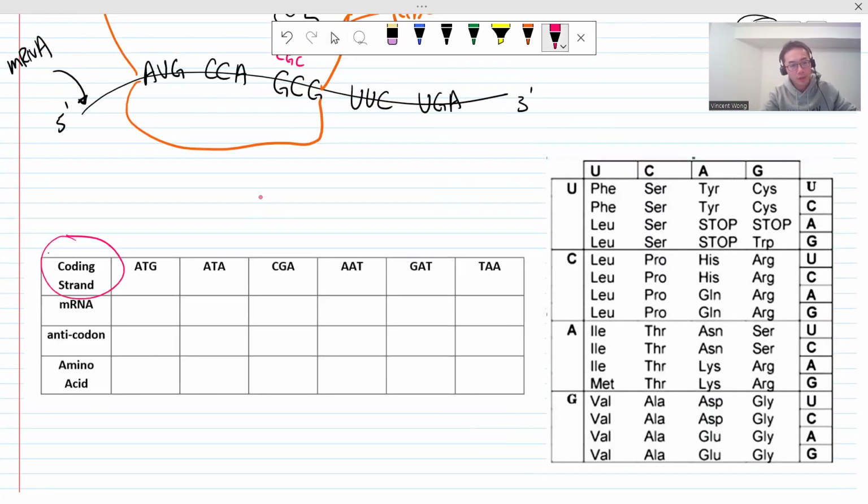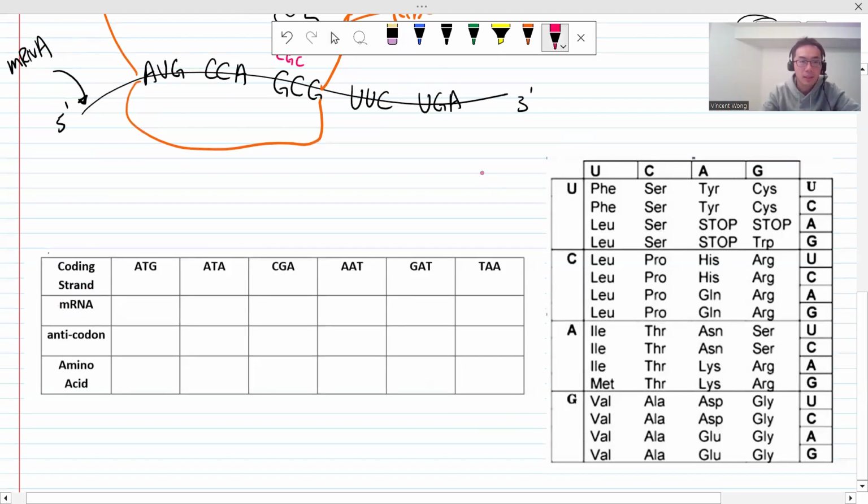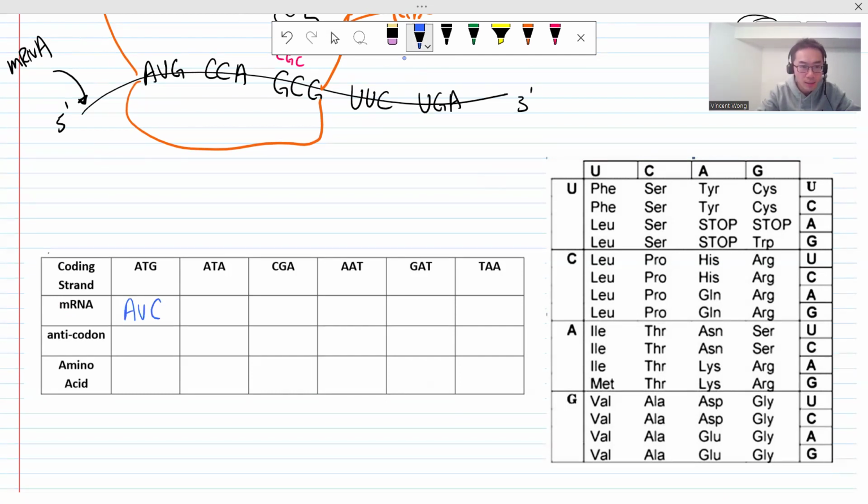So this is the coding strand. The coding strand is a strand of DNA that contains the instruction to make the protein. That's what the coding strand is. So let's make the messenger RNA. With the coding strand, how do we make the messenger RNA? Identical. Very good. But the T becomes the U, right? So we're going to go AUG, AUA, and so on and so forth.